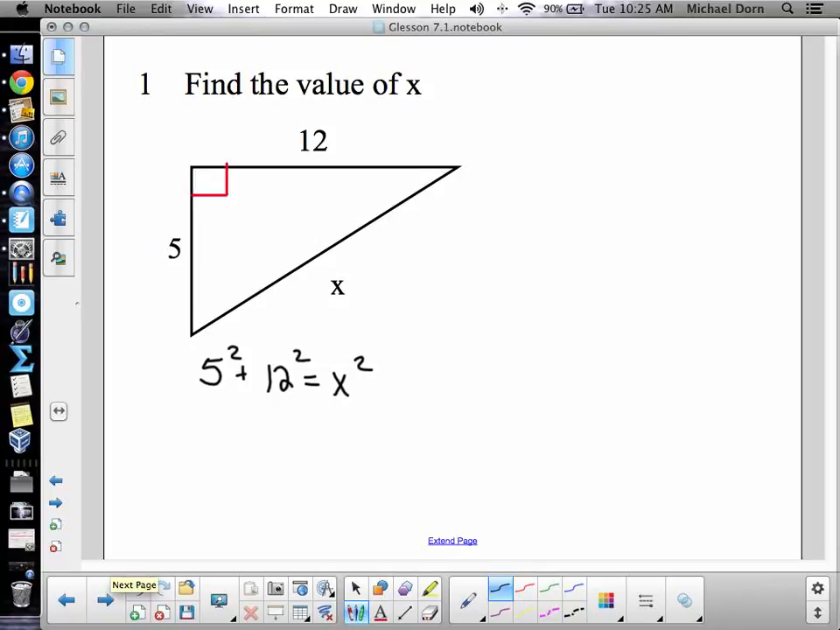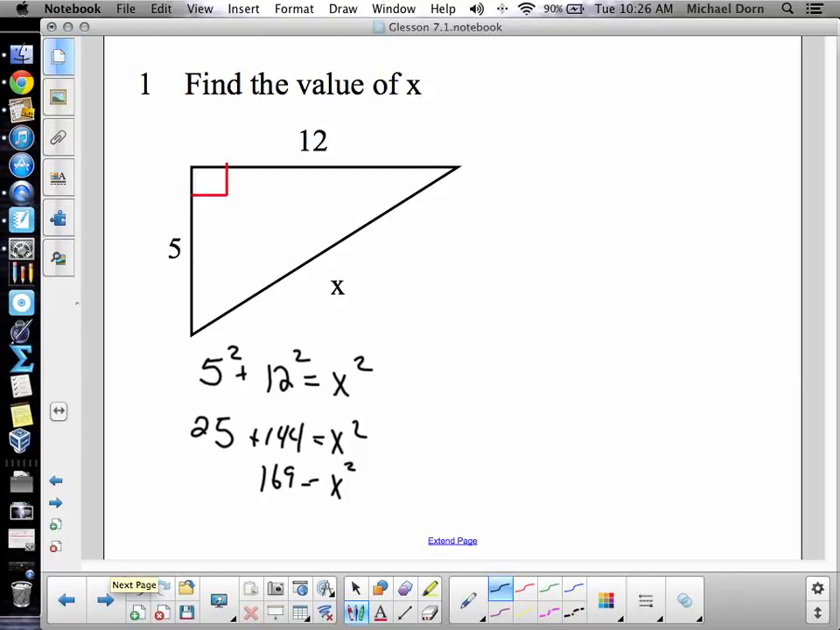Now, the biggest mistake people make in Pythagorean Theorem problems is losing exponents or trying to work too fast. Gosh, I said it yesterday. I'm going to say it again today. Slow down, show your work. The more steps you show, the fewer mistakes you will make. 5 squared is 25. 12 squared is not 24, it is 144. So x squared is 169.